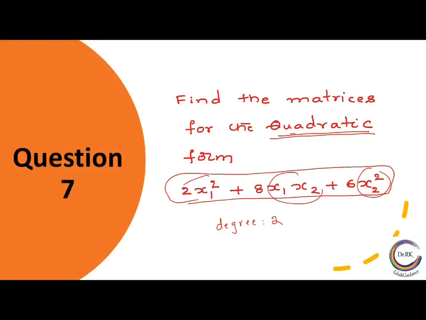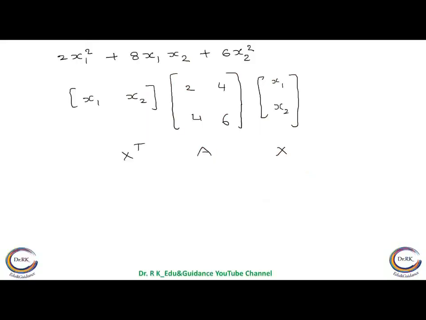Now we need to write its matrix form. The general form is x transpose Ax, where A is its matrix and x is also a matrix, consisting of the variables that are there in the quadratic form given. It contains two variables, x1, x2, so it is a column vector consisting of the variables x1, x2. So it's a transpose here.